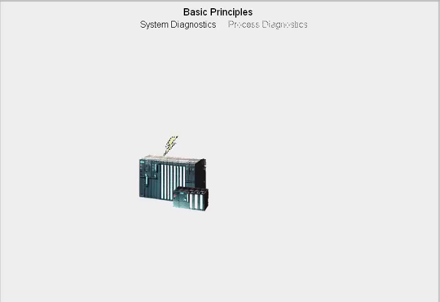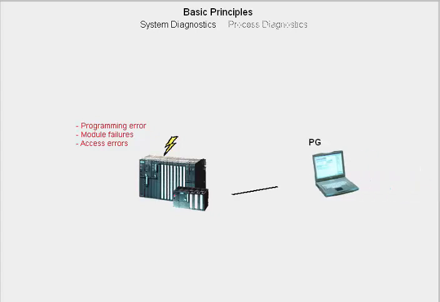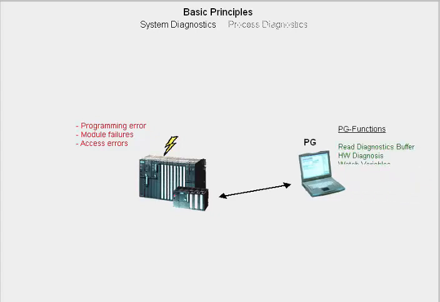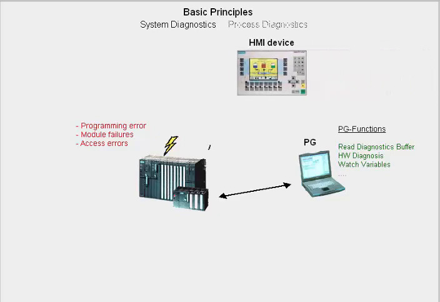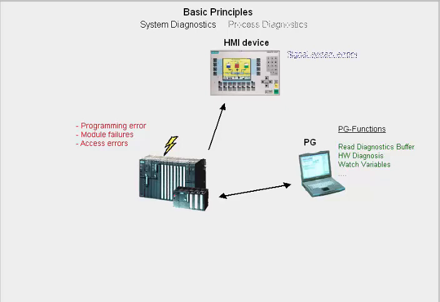If a fault occurs, this could be a programming fault, module failure, access failure, etc. Then this is stored by the CPU in an internal diagnostics buffer. The service staff can run a fast and targeted fault diagnosis via PG functions. Also, the display of system faults on HMI devices requires only a small amount of configuring.